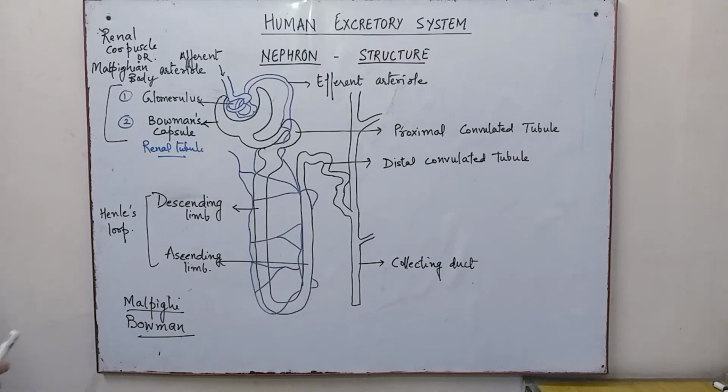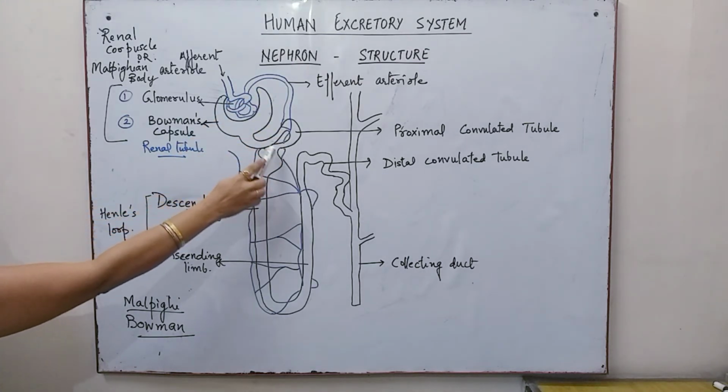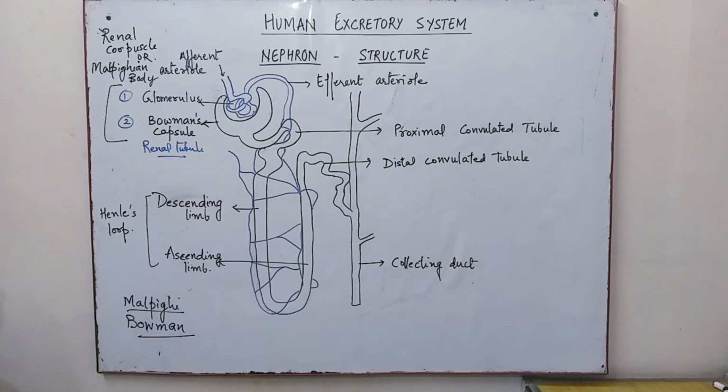As you can see over here, the arteriole forms a capillary system, and here the Bowman's capsule is also present. Now, when we are talking of the structure, the blood filters out through the capillary loops, through the glomerular mass and podocytes into the urinary space. Podocytes are specialized epithelial cells.